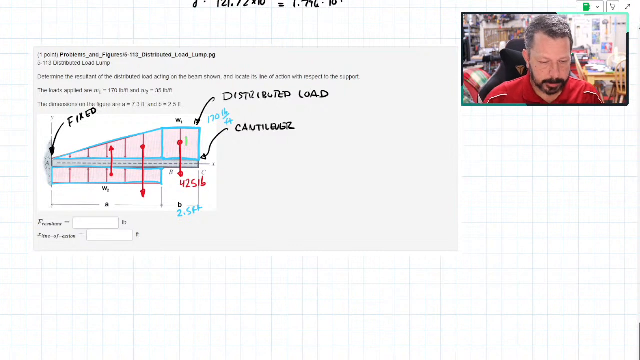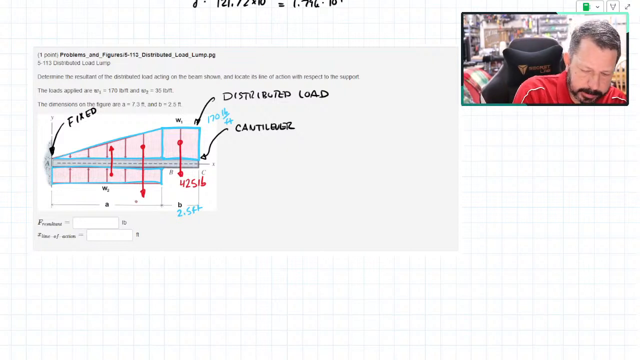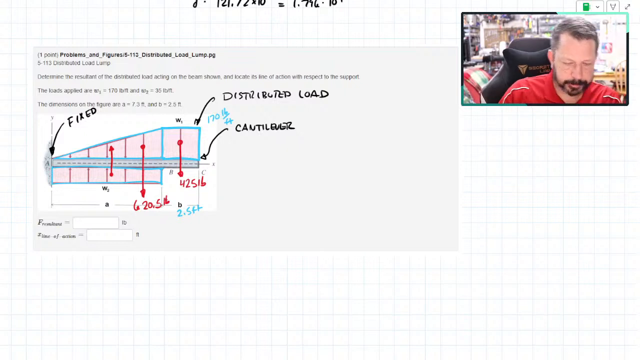Okay. For the triangle, it has a height of 170 pounds per foot. It has a base A of 7.3 feet. It is a triangle though, so area of a triangle is base times height divided by 2. So I have to divide by 2. And it represents 620.5 pounds.